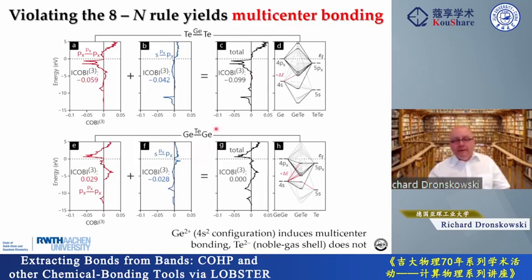And if you look at the interaction between germaniums mediated by tellurium, you do have a contribution between px and px, but you also have an interaction between s and px, and they cancel each other. So the tellurium atom that has a noble gas shell does not mediate this bonding, but germanium 2+ with the 4s2 configuration, with the 2 lone pair electrons, is responsible for multi-center bonding. This is the interesting thing. It is just like in electron-rich molecules such as xenon difluoride.